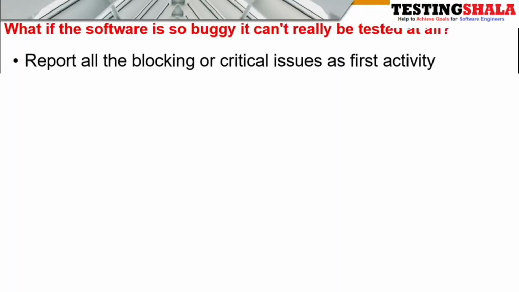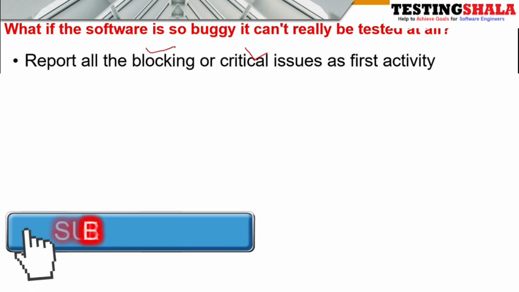The first thing we should do here is, whatever build the development team gives, however buggy it may be, we should identify and list all the blocking or critical issues in the first place itself and report them back to the development team. That is the first thing we should do as a tester.